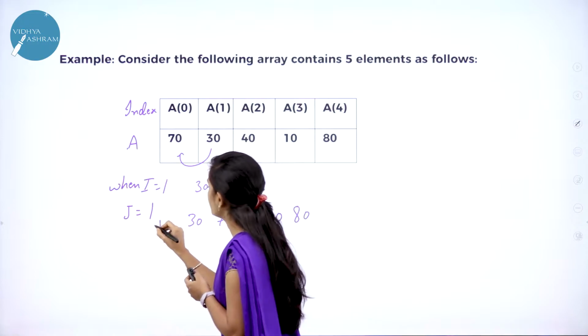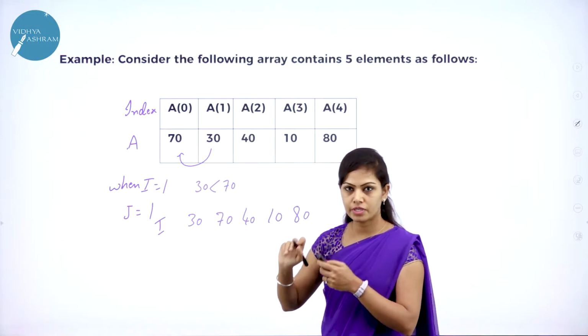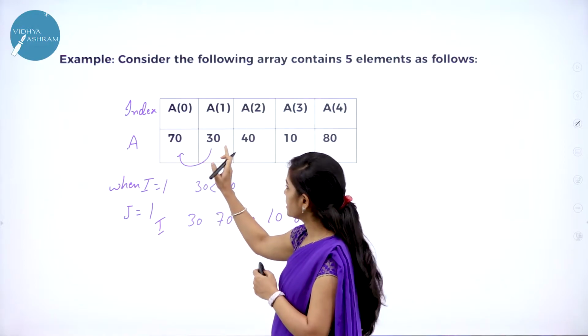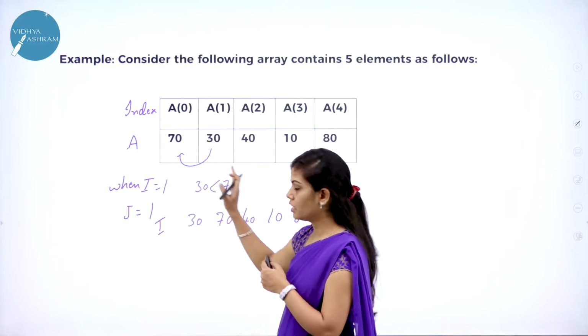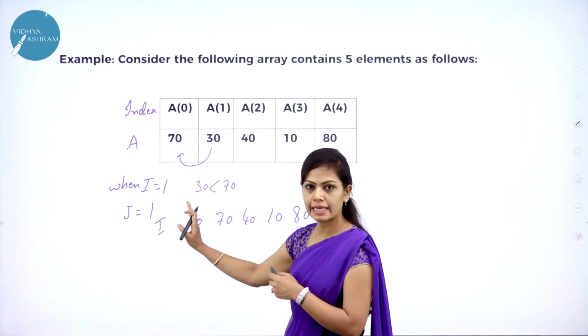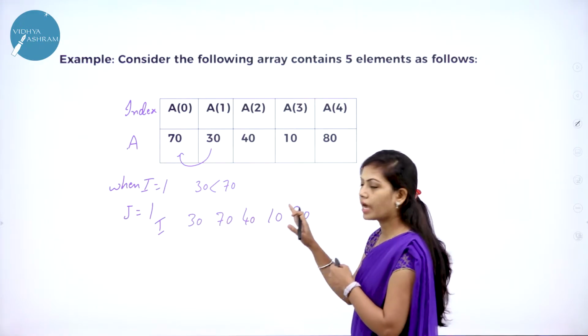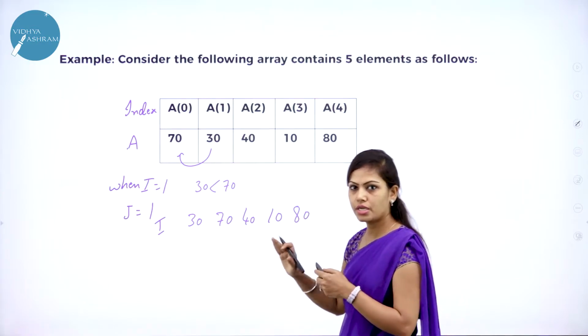This is the first iteration. In the first iteration I have compared these 2 elements. 30 is less than 70, so I swap these 2 elements. So the array will be 30, 70, 40, 10 and 80. So the first iteration is completed.